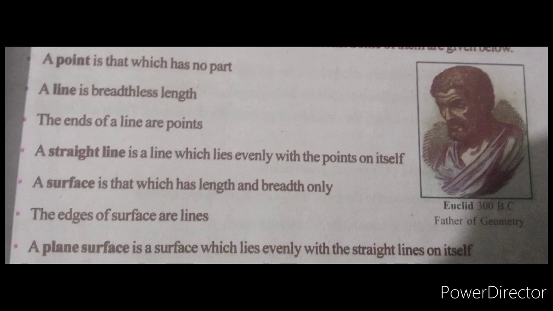A line is breadthless length. The ends of a line are points. A straight line is a line which lies evenly with the points on itself. A surface is that which has length and breadth only. The edges of a surface are lines. A plane surface is a surface which lies evenly with the straight lines on itself.